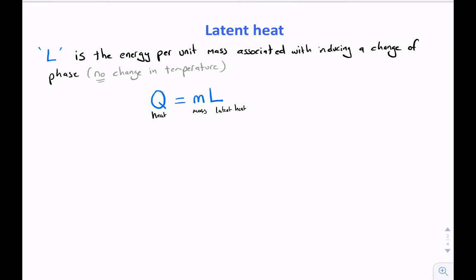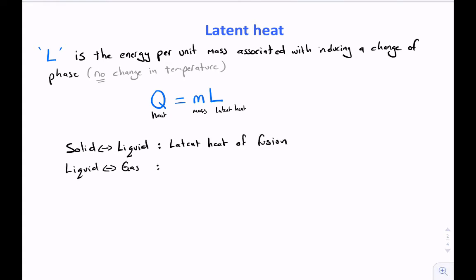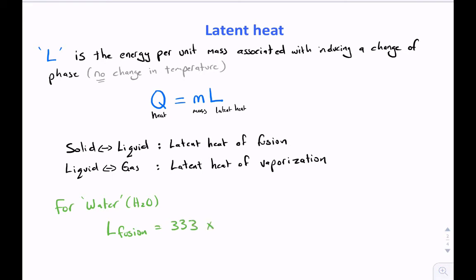The latent heat of fusion is for a solid-liquid transformation. The latent heat of vaporization is for a liquid-gas transformation. The values for water are: the latent heat of fusion equals 333 times 10 to the 3 joules per kilogram, and the latent heat of vaporization equals 2256 times 10 to the 3 joules per kilogram. This means if we have 1 kilogram of ice at 0 degrees C, we need 333,000 joules to melt it. And if we have 1 kilogram of water at 100 degrees C, we need a whopping 2,256,000 joules to turn it into steam.